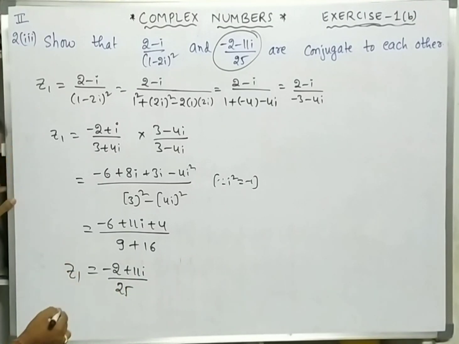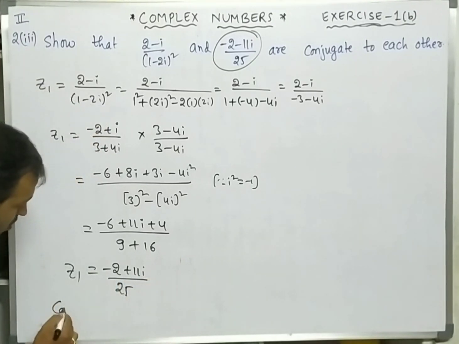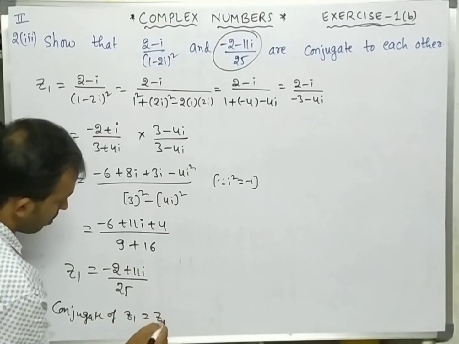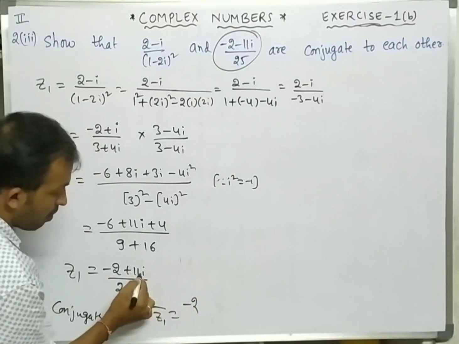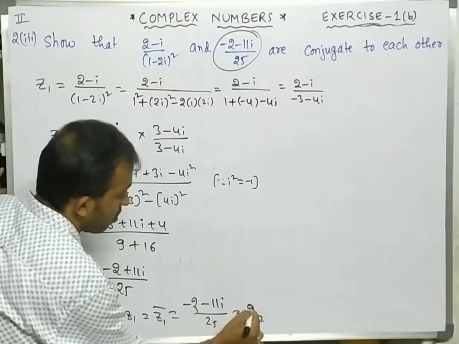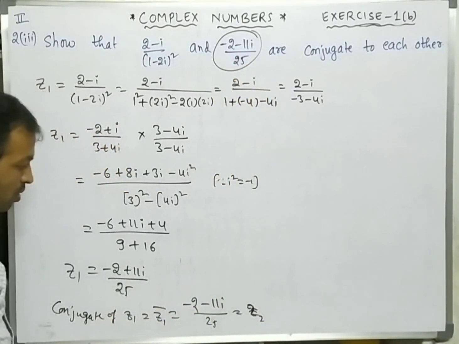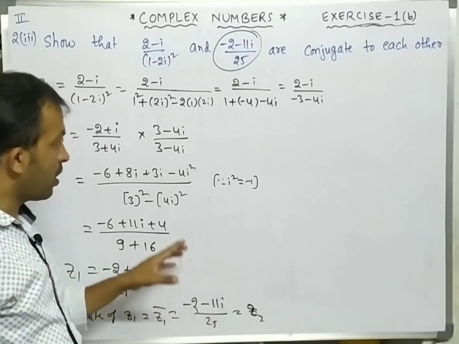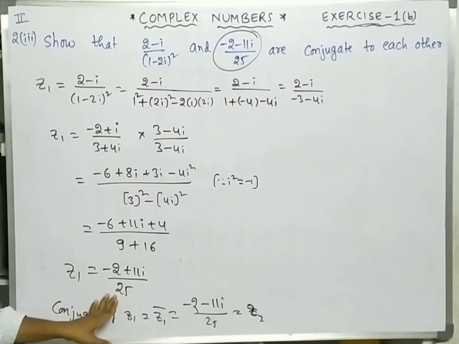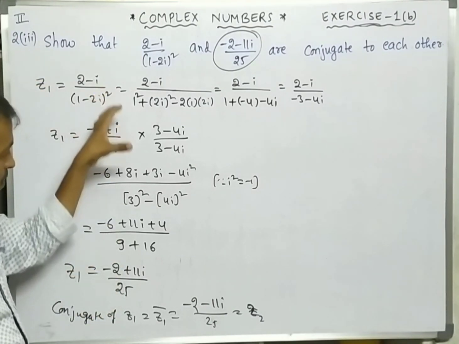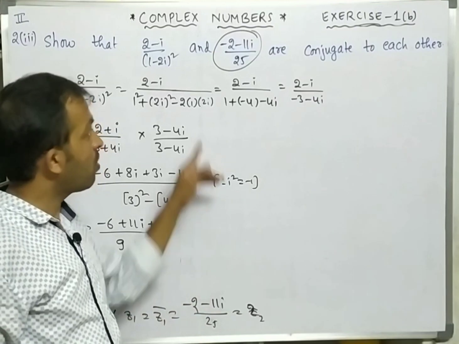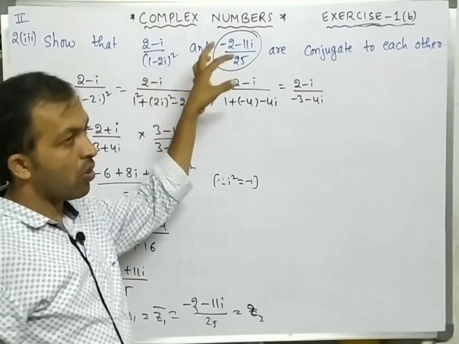This is z1. What is the conjugate of z1? Conjugate of z1 is equal to z1 bar, which is equal to, just replace i with minus i, minus 2 minus 11i by 25, which is equal to z2. Let us assume that this is z2. So minus 2 minus 11i by 25. Therefore this is z1, after simplification we got minus 2 plus 11i by 25. So the conjugate of z1 is z2. Therefore these two numbers are conjugate to each other.